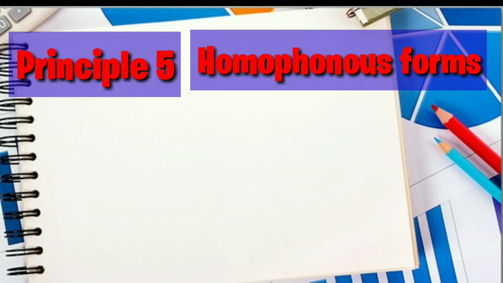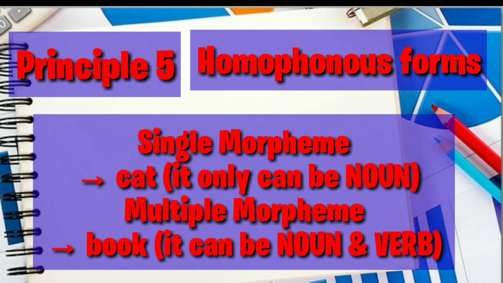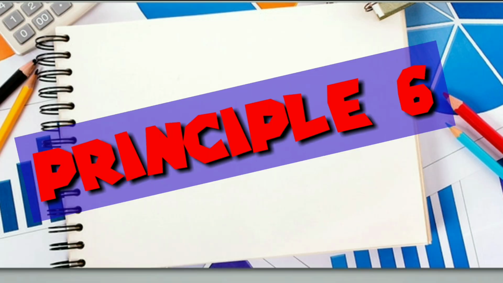Principle 5, homophonous forms, single morpheme and multiple morpheme. Single morpheme, the example is cat. Cat there is only a noun. It can only be a noun, so we call it a single morpheme. But for a multiple morpheme, like the word book, it can be a noun and a verb. So we can call book a multiple morpheme.